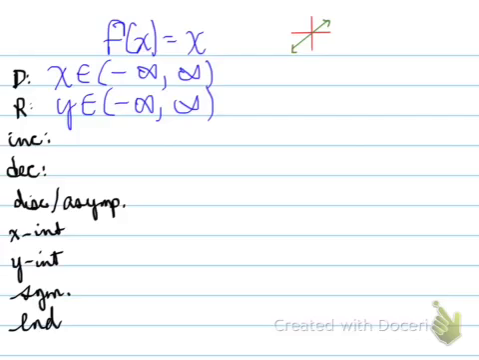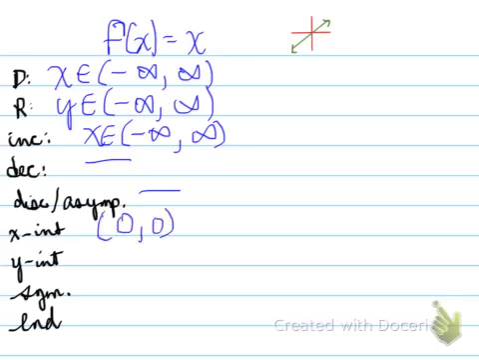It increases across the entire domain, and just like the cubic, it does the same. Decreasing does not at all. No discontinuities or asymptotes. It has x-intercept of 0, 0, y-intercept of 0, 0. Symmetry for a line is odd. It is odd because if I reflect it vertically and horizontally, I'll end up with the same function.